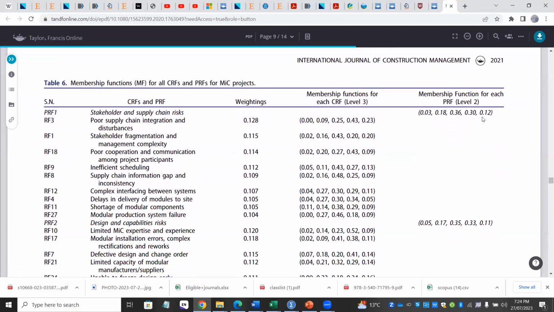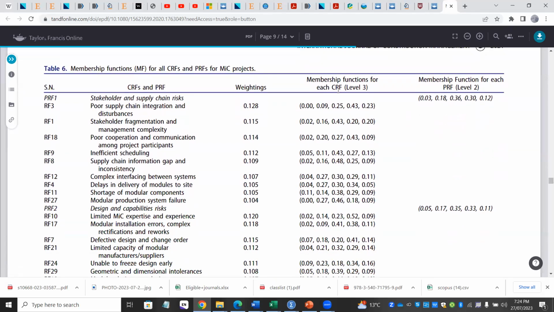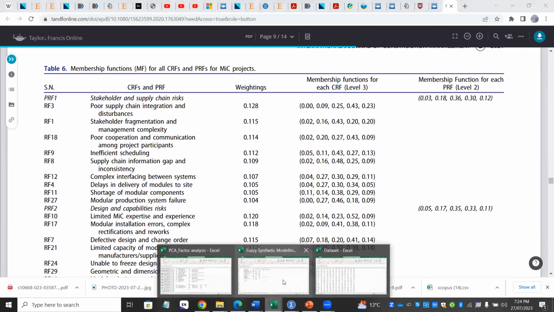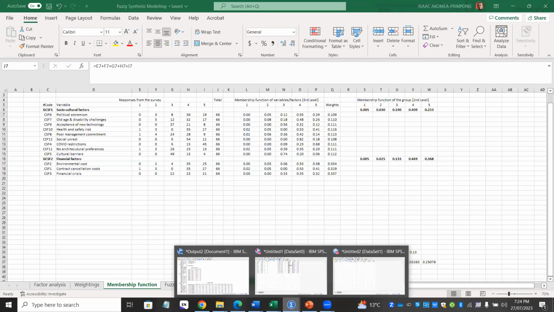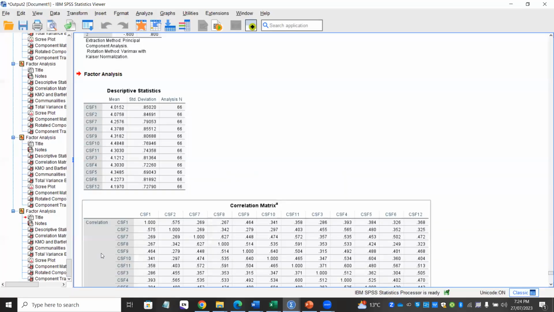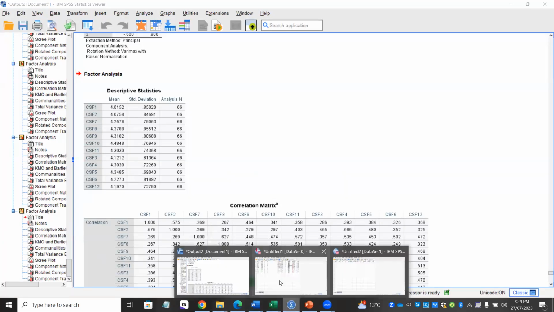To determine the membership functions of each of the variables, this is what you have to do. So I'm going to take you there and show it to you. So what you have to do is, one, you have to grab the responses that you got from your data collection. So when you grab your responses, you need to know. Remember the data set that we are using from the SPSS, they are 66, right? Yeah, they are 66.